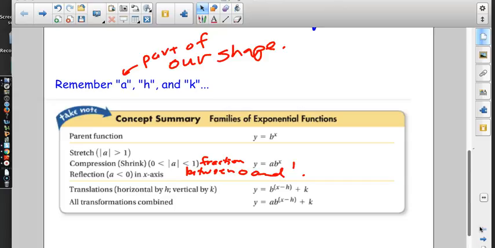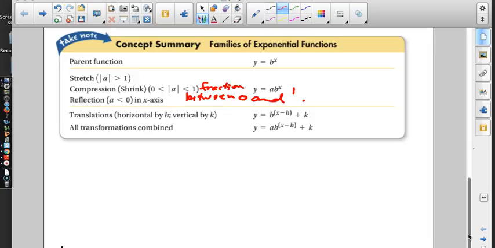And then our translations, wow, look where H gets to go this time. Look at that little bugger right there. It's part of the power up here. That's going to be unique. But what's not unique is we still have to think opposite. If anything's working with X, we always have to think opposite. And then K, still hanging out in back, so that's pretty normal. But pretty weird here how our X, because it was the power, has to have H attached to it as the power itself. And then, all together, A, H, and K.